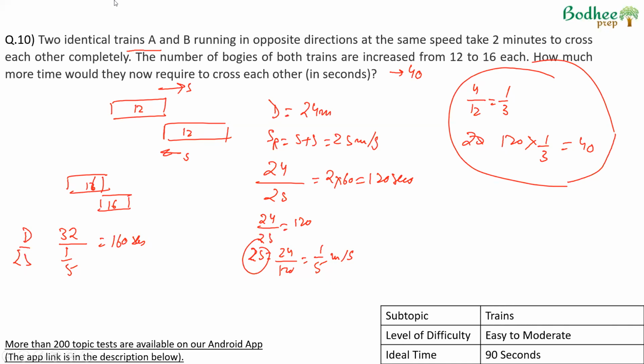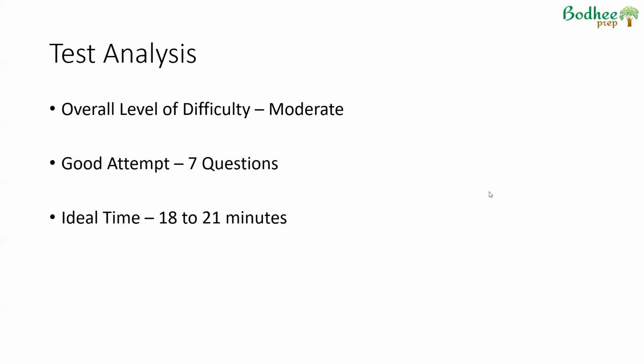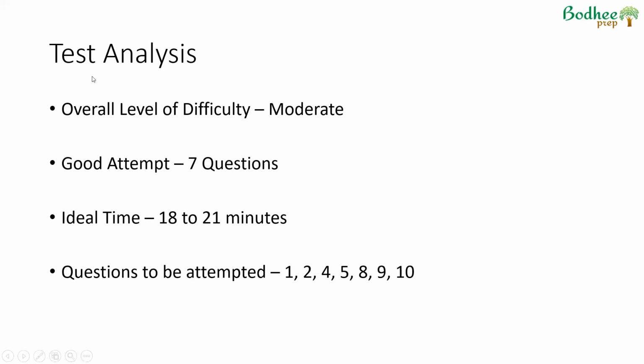So if you look at the overall test, as I said initially, overall moderate because there were 3 or 4 questions that could have gotten stuck, but the questions that were doable were not taking too much time, and therefore the overall attempt time was less than 20 minutes. The question that I would have chosen for those 7 questions would be 1, 2, 4, 5, 8, 9, and 10. Which are these questions?